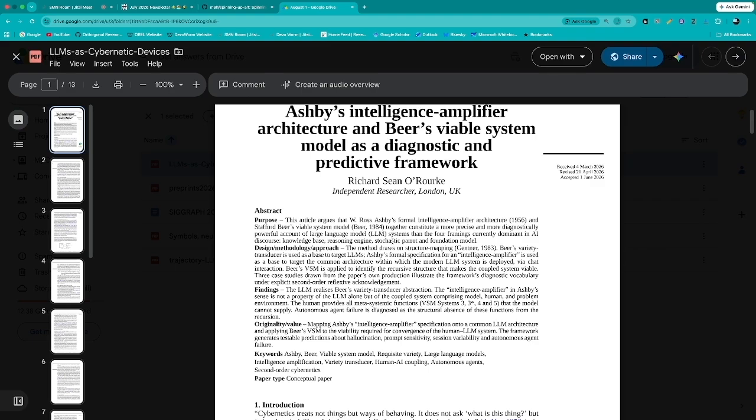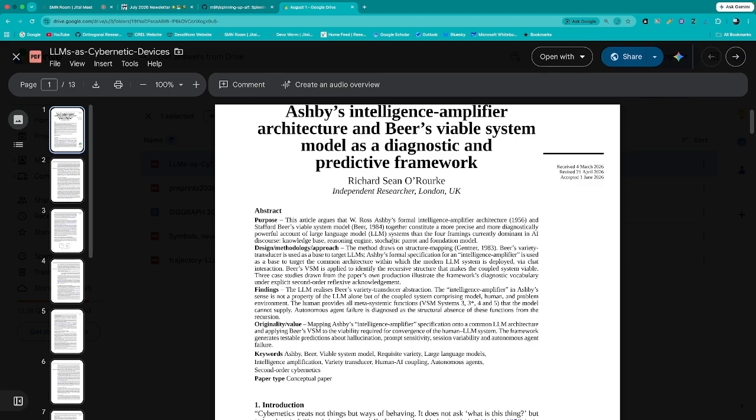So then the method that he proposes here draws on the structure mapping approach by Gentner. Beer's variety transducer is used as a base to target large language models, whereas Ashby's formal specification for an intelligence amplifier is used as a base to target the common architecture within which the modern large language model is deployed. And this is usually via chat interaction. So there's a chat interaction, there's a closed-loop feedback system, and it amplifies the user's intelligence.